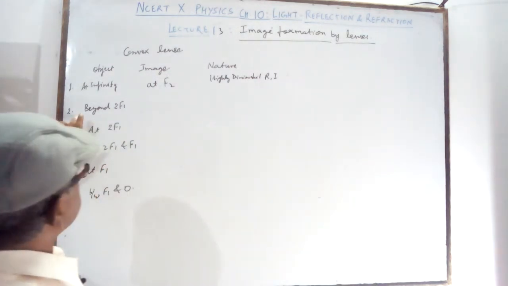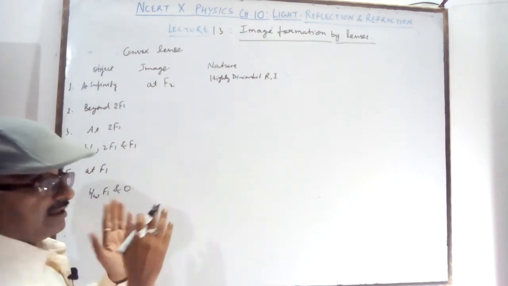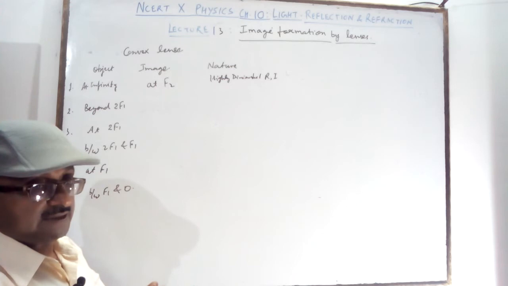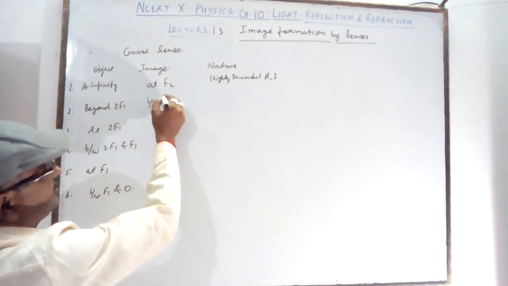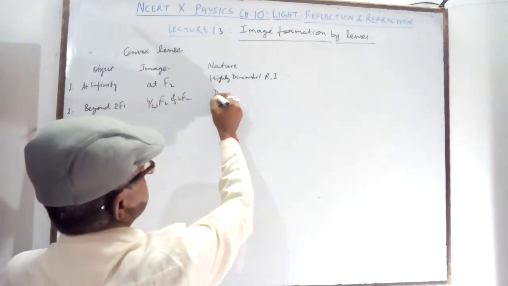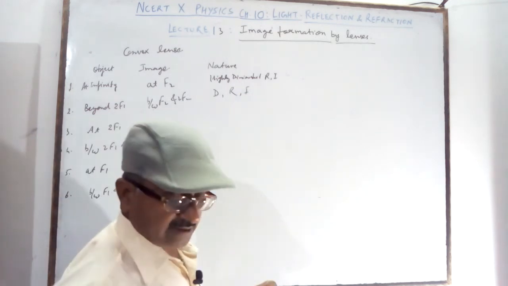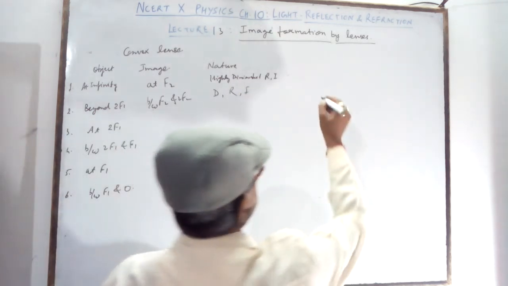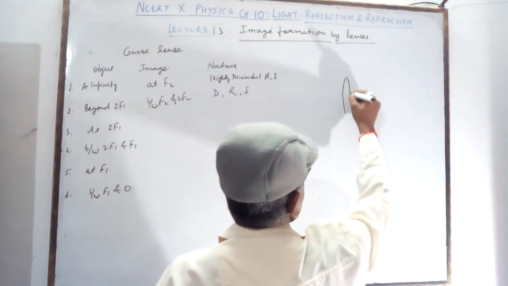Second, when the object is beyond 2F1, the image is formed between F2 and 2F2. The image is diminished, real and inverted; diminished, not highly. So what will be the ray diagram for this? The ray diagram for this you will get.